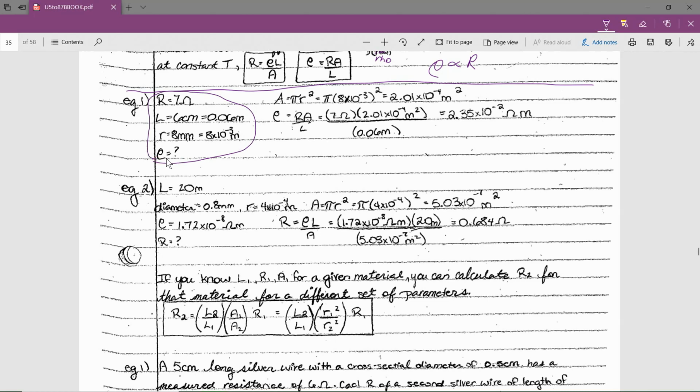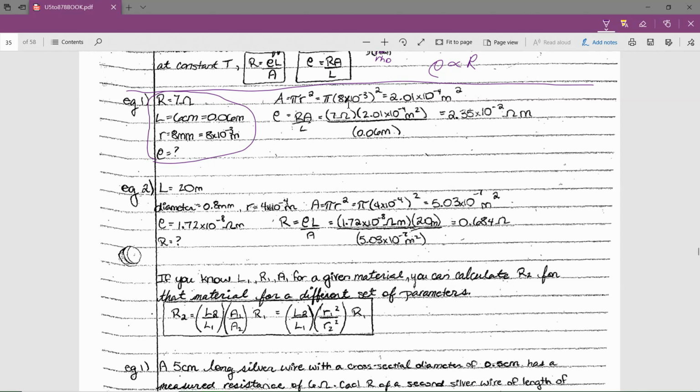So what do I want to solve? I want to solve for the resistivity. So the resistivity is RA over L. So 7 ohms times cross-sectional area, which is pi times 8 by 10 to the minus 3, pi r squared, 2.01 by 10 to the minus 4 meters squared, divided by the length, 0.06 meters. So the resistivity of the material is 2.35 by 10 to the minus 2 ohms meters.